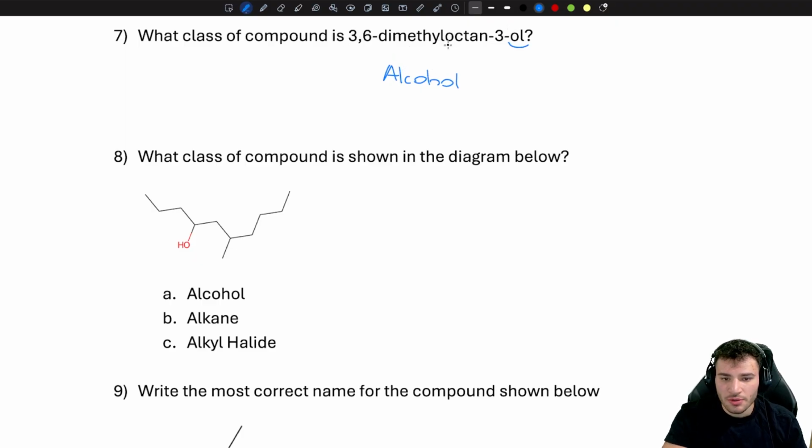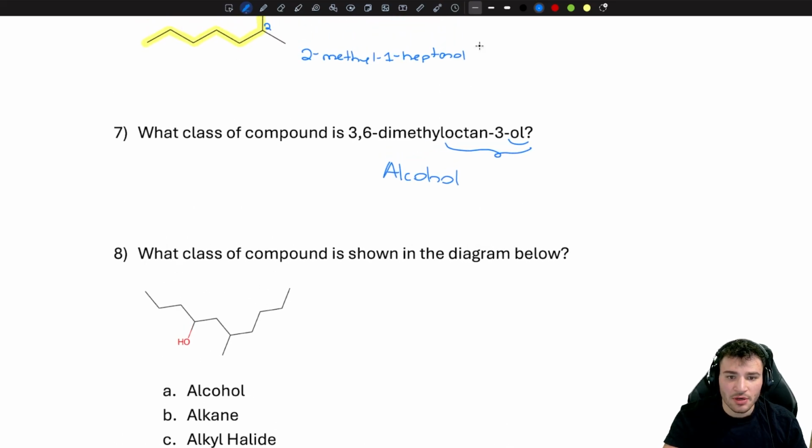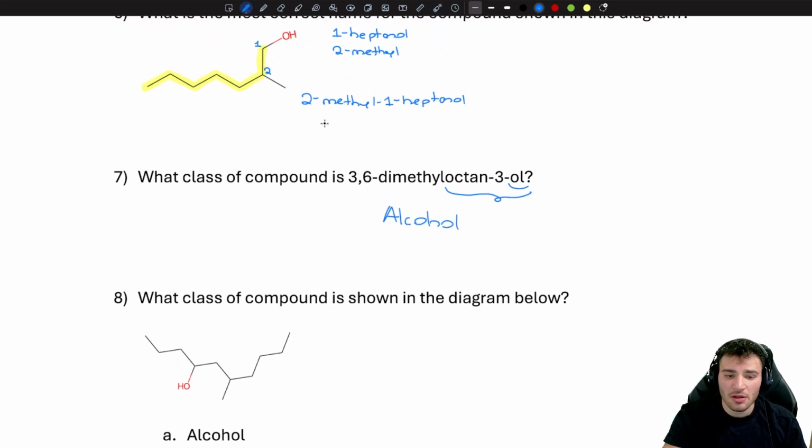I also want you to not be afraid of how they wrote this. If we go back to the previous problem, we wrote 2-methyl 1-heptanol. In reality, it is just as correct to start naming it 2-methyl heptan-1-ol. Just as correct.